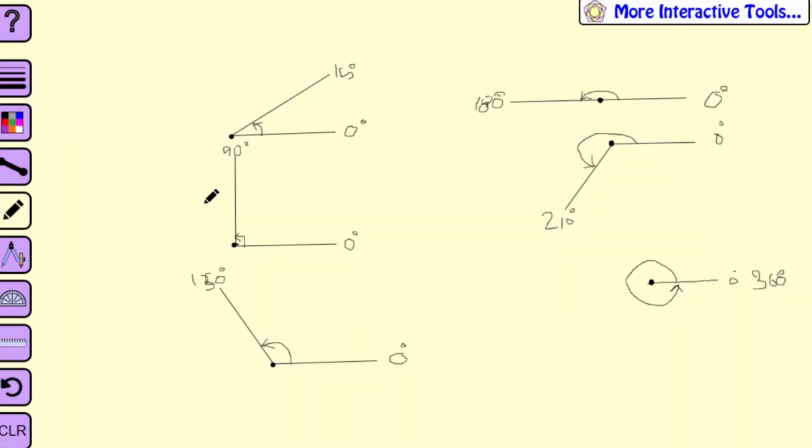Let's begin. We know what an angle is and what the different types of angles are. We're going to learn the concept of angles.